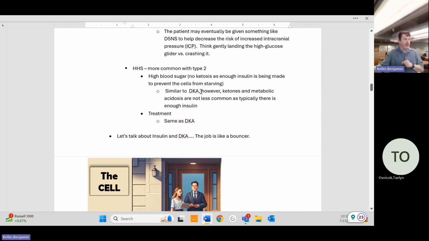So similar to DKA, there could be some metabolic acidosis. So again, it's not as high because the metabolic acidosis comes from the ketones that are being made. It's not saying that it won't be there.